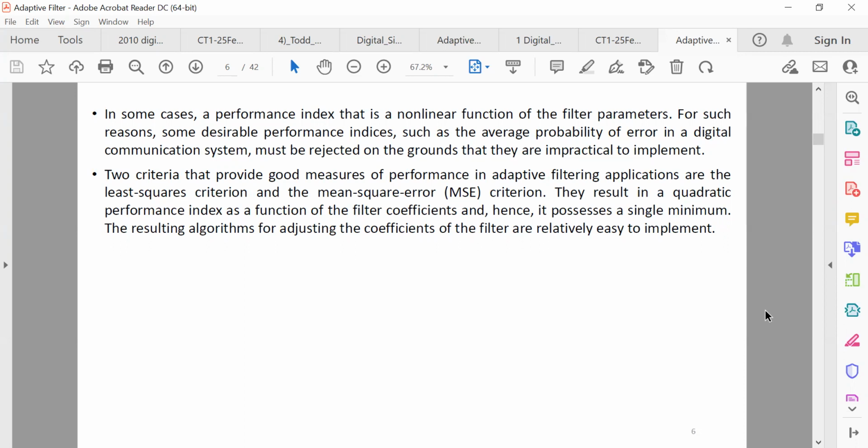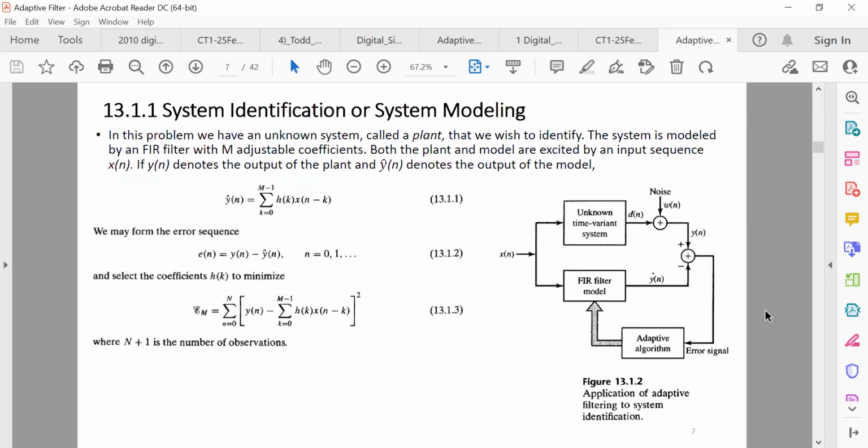One is MSE, that means mean square error. The other is the least square criteria. So these two criteria are normally practicable and can be implemented. Now we are going to discuss one example, which is system identification or system modeling.